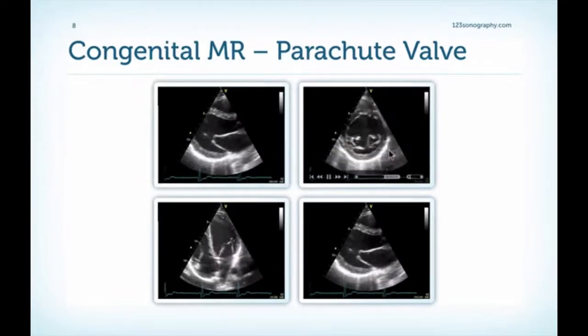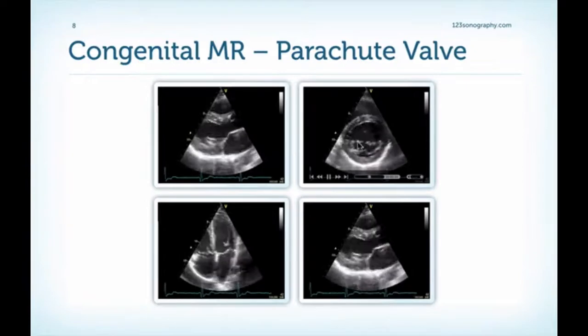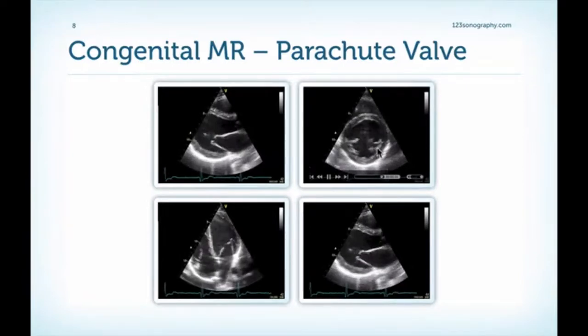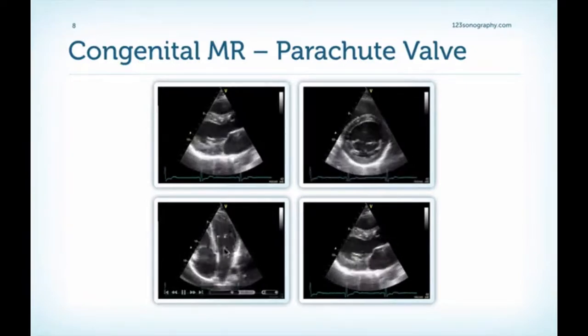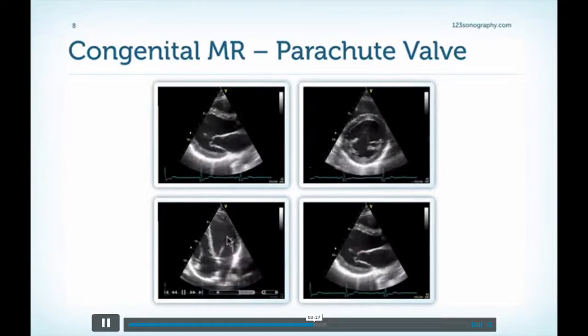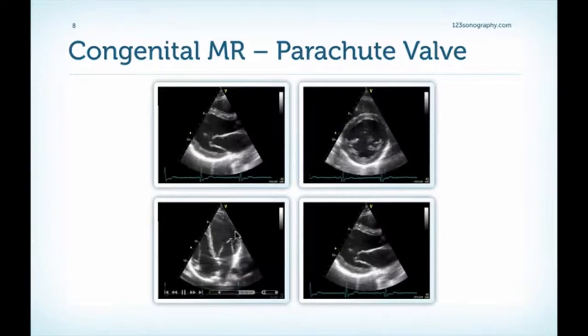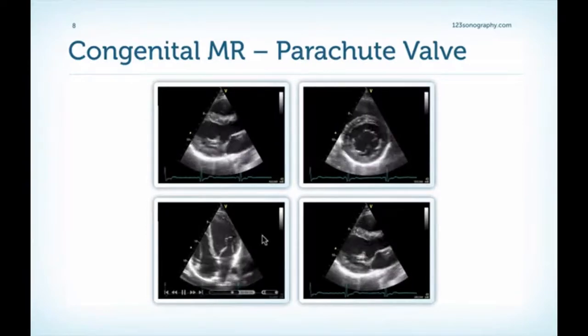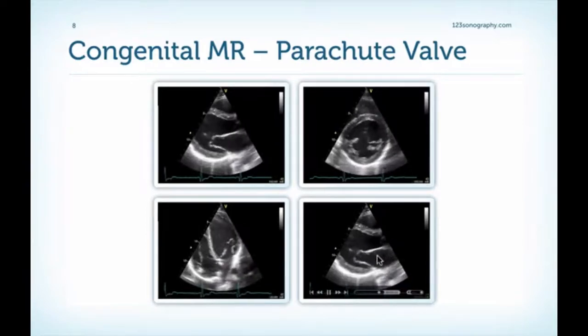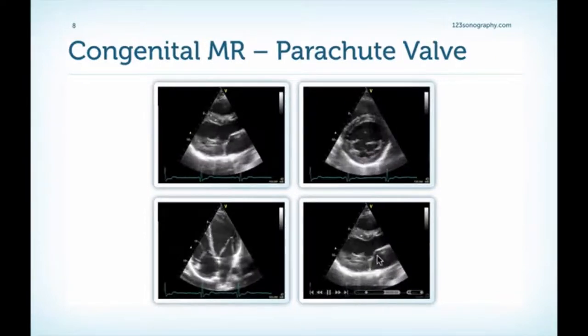This is the two-chamber view. Look at the abnormal morphology of the mitral valve. This is the four-chamber view. Again, we have the insertion of both leaflets from the same papillary muscle. And this here is the parasternal long axis again.